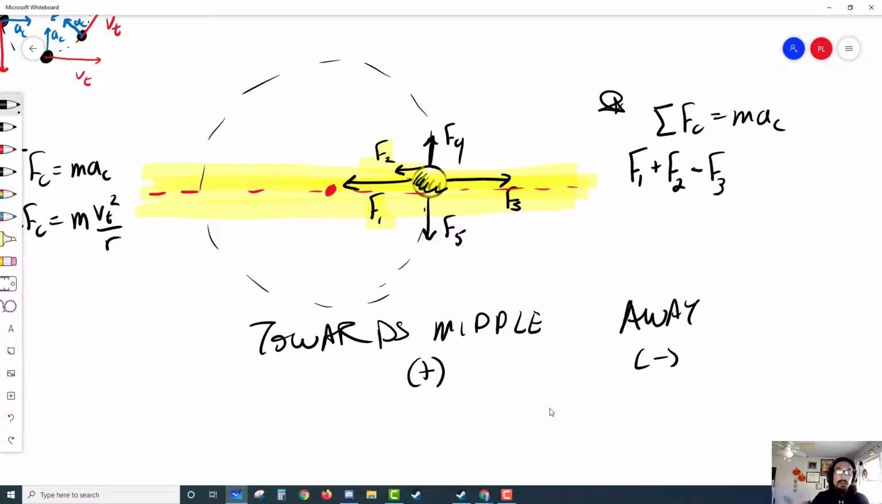Is f of 4 along that axis? No. Very good. We're going to put it in. What about f of 5? Is f of 5 along the same axis? No. So we're not going to put it in. All right? That's what you got to do.